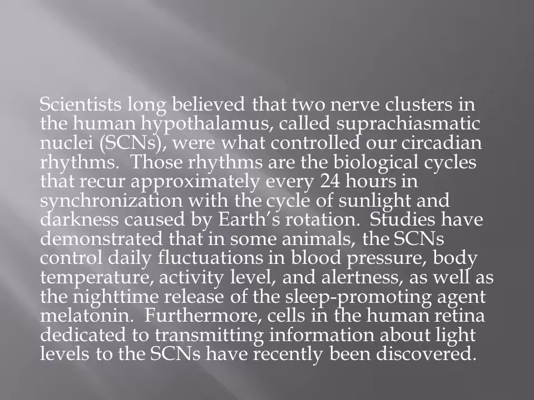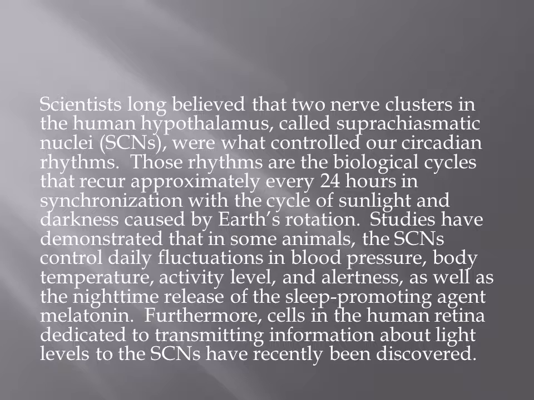Scientists long believed that 2 nerve clusters in the human hypothalamus, called suprachiasmatic nuclei, or SCNs, were what controlled our circadian rhythms. Those rhythms are the biological cycles that recur approximately every 24 hours in synchronization with the cycle of sunlight and darkness caused by Earth's rotation. Studies have demonstrated that in some animals, the SCNs control daily fluctuations in blood pressure, body temperature, activity level, and alertness, as well as the nighttime release of the sleep-promoting agent melatonin.